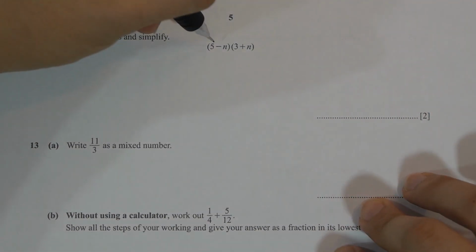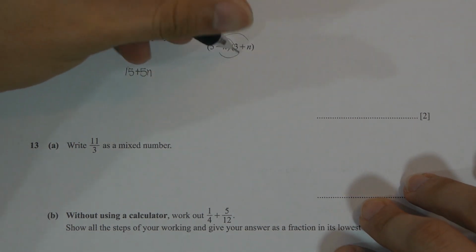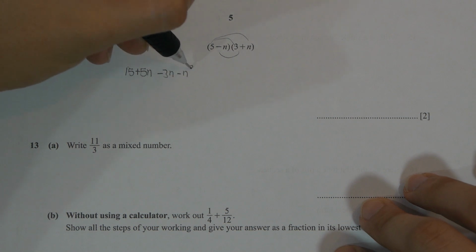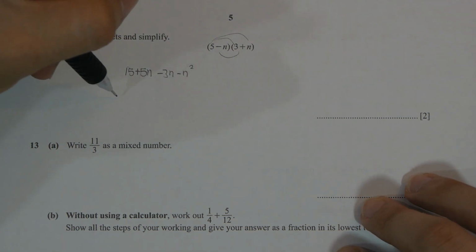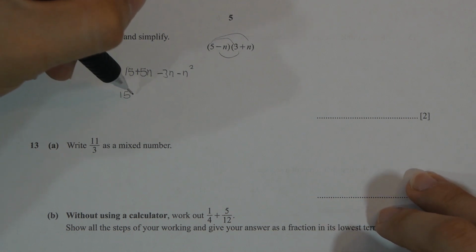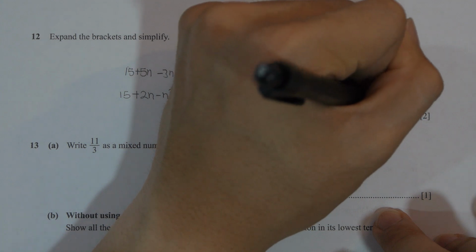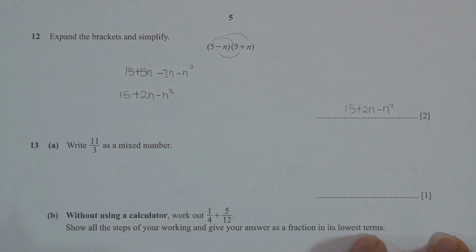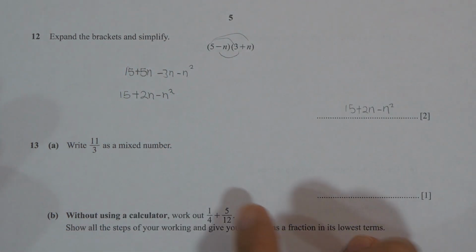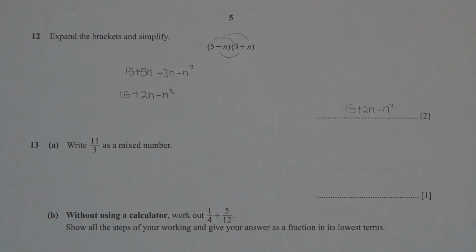For question 12, it is very straightforward. Just multiply the variables together to get the final results. Question 13 is also very straightforward, so I won't do any voiceover for this part.